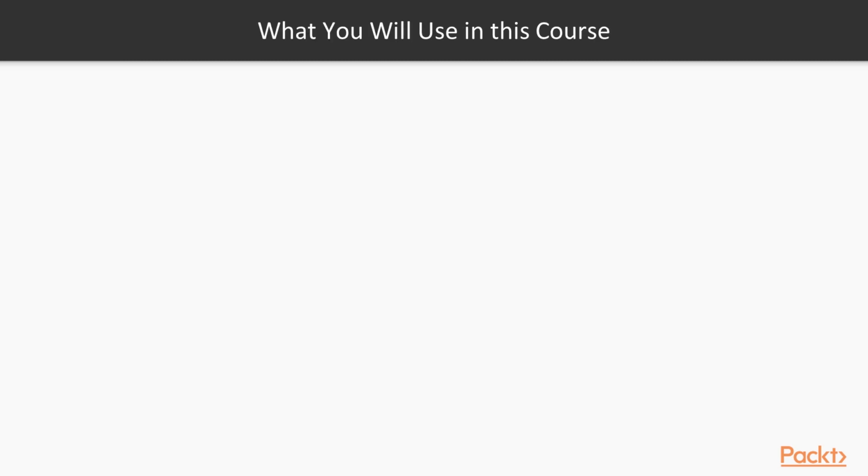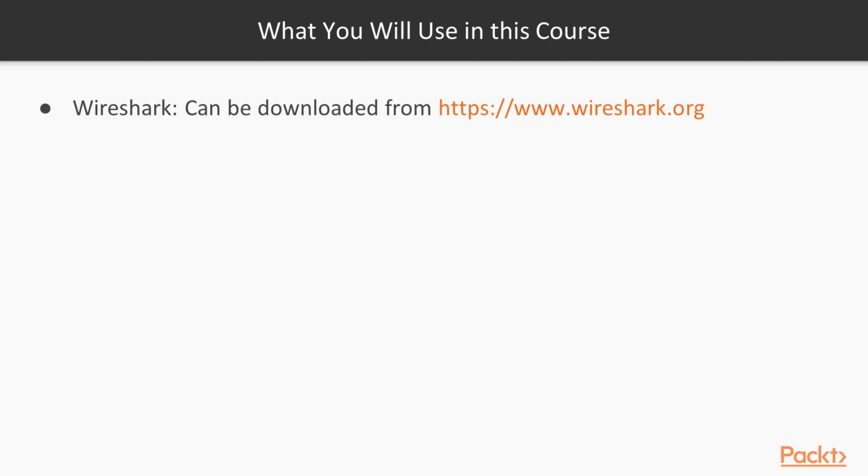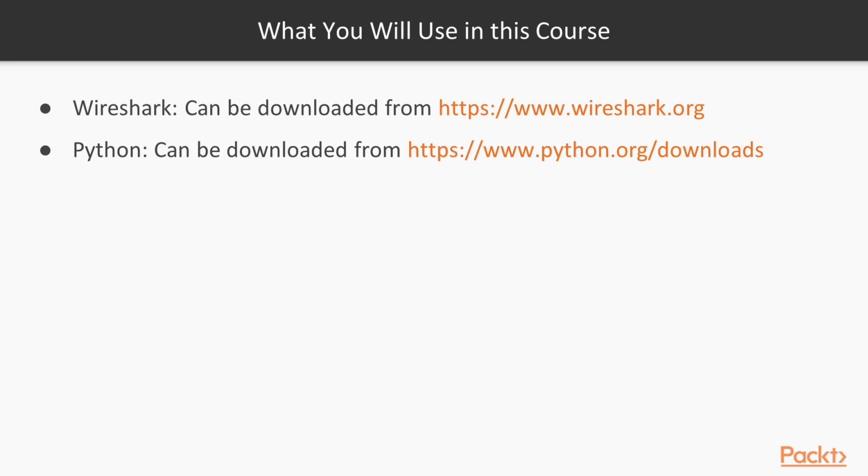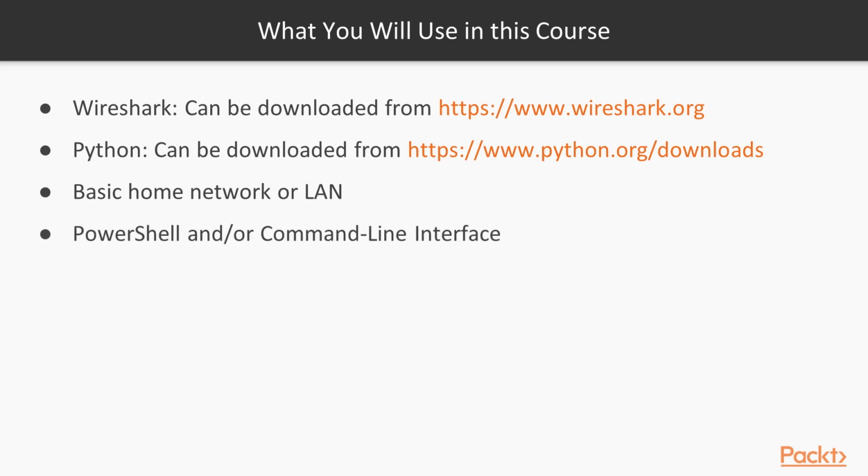What will you use in this course? Well, of course, we're going to use Wireshark, which is freely available and you can download from www.wireshark.org. You can also download Python, because we'll be using that as well, and you can get that from python.org/downloads. You'll also need access to a basic home network or a local area network, so you can actually do some packet captures. And you should be familiar with PowerShell or some sort of command line interface as well. So we'll be using that as well.